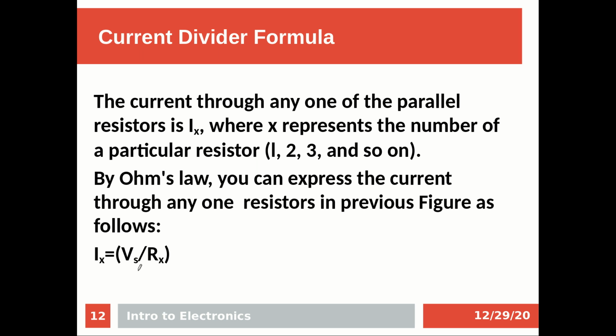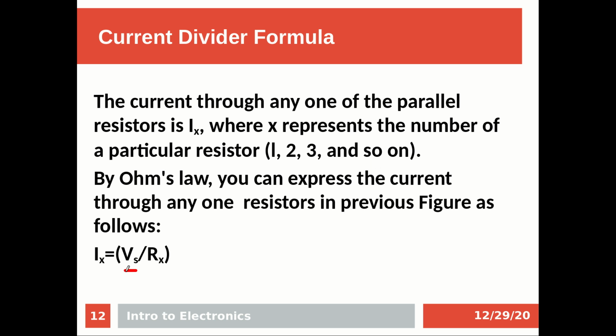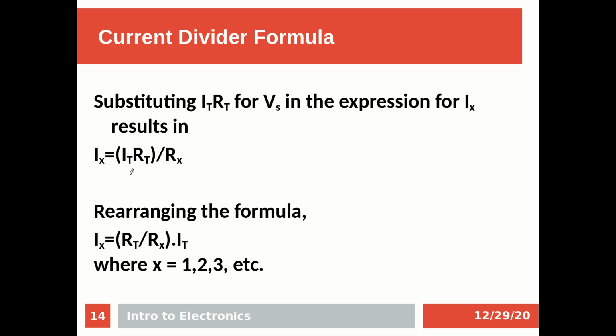Now how much is the V total? It's the total value of current, I total, multiplied by the total value of resistance, R total. Yes, we have this. So let's take this V total and put it in the other equation here: I total multiplied by R total over Rx. Take the I total from outside, and we have Ix equal to R total over Rx multiplied by the I total.